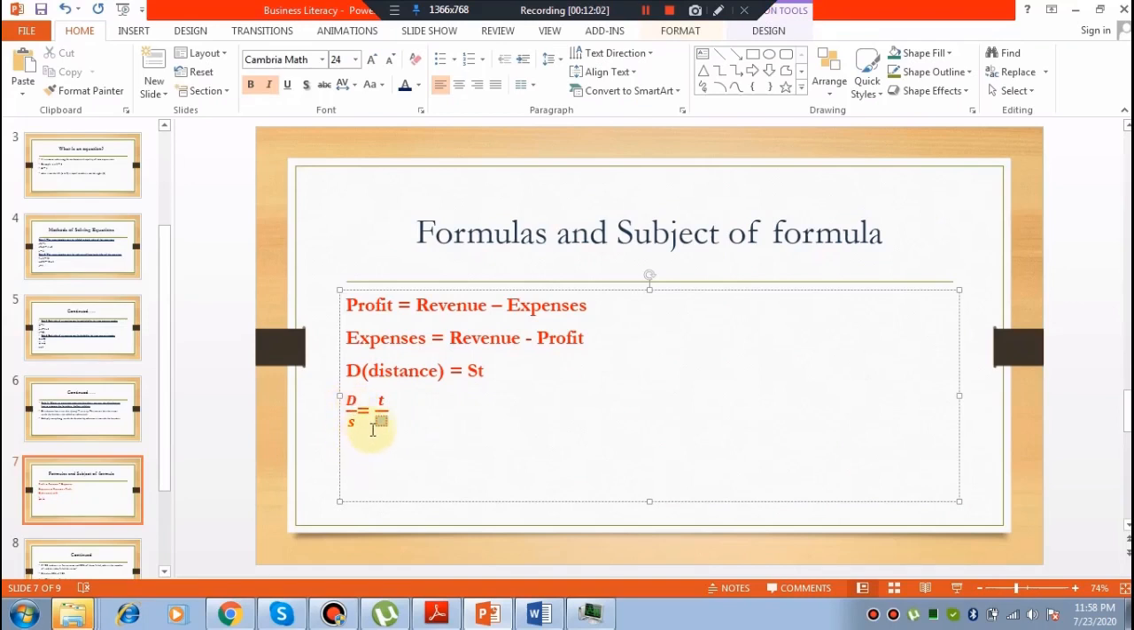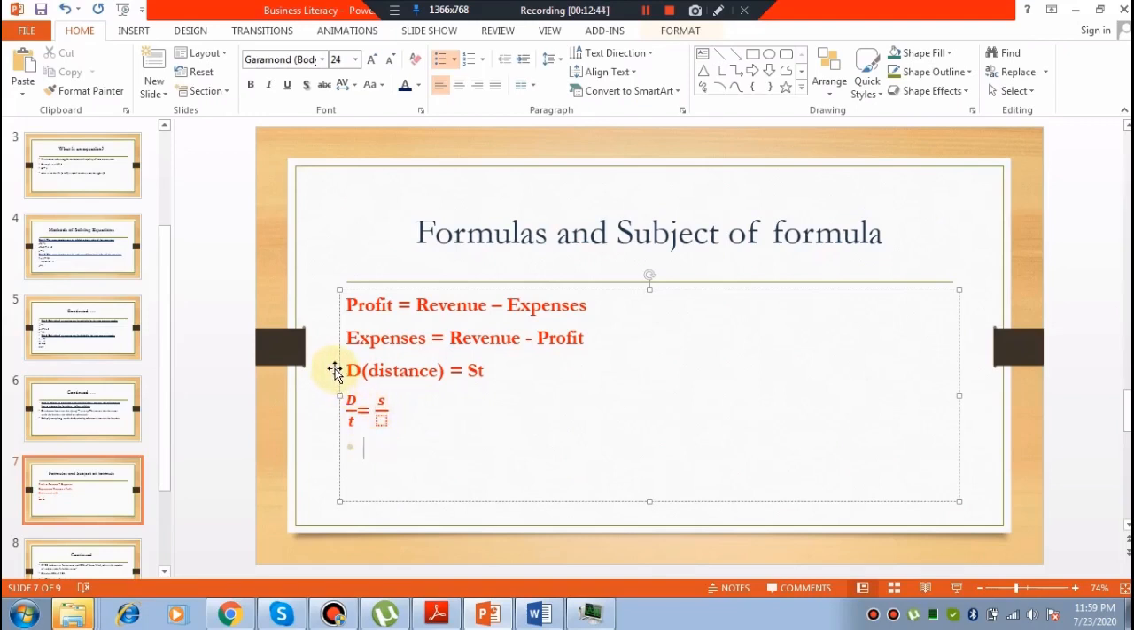So what if I want to calculate speed? Instead of what we had here, which was speed times time, both sides will now be divided by time. Both sides will be divided by time. So obviously these will also cancel out each other. So if you want to calculate speed, it is equal to distance over time.